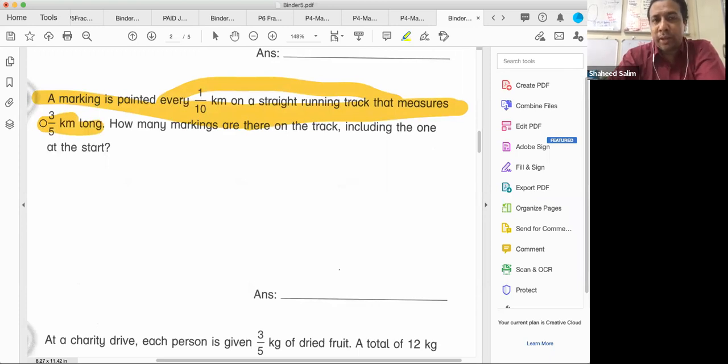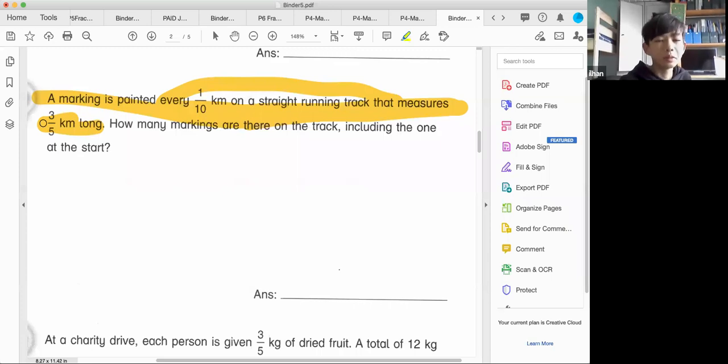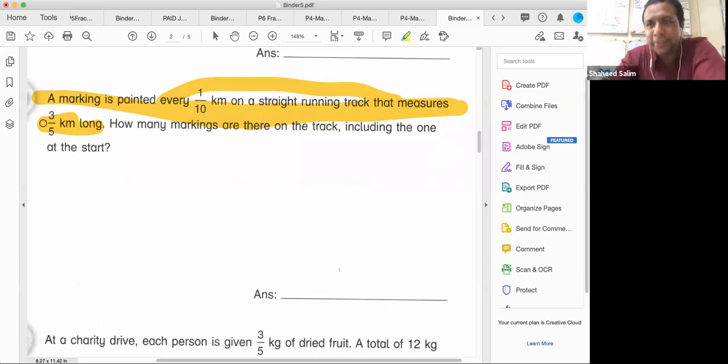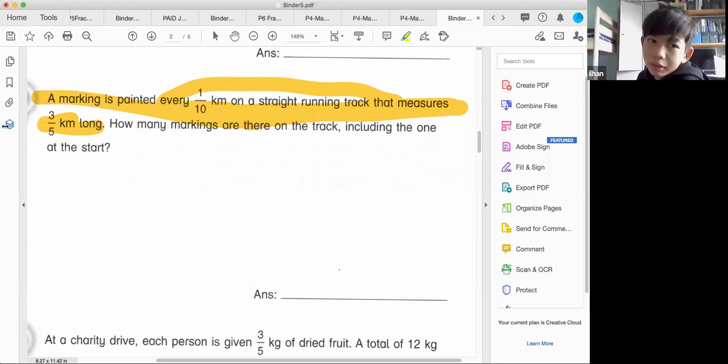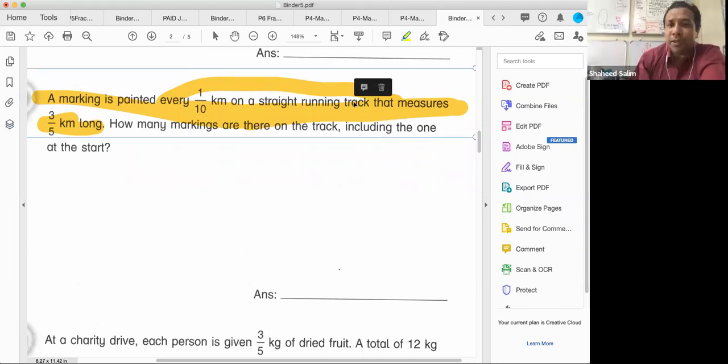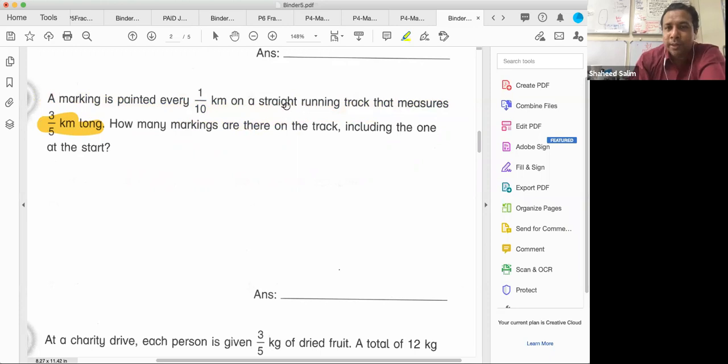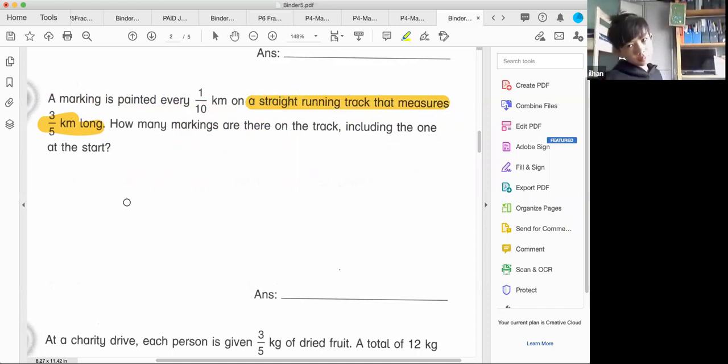So my question to you, you read that one, I'm going to ask you, how long is the running track? Ilhan, how long is the running track? Come, get some ideas, come on. 1 over 10. 10 km. He's not reading carefully. You must read carefully. You see a straight running track that measures 35 km. Oh, okay. So now this straight running track is like that.